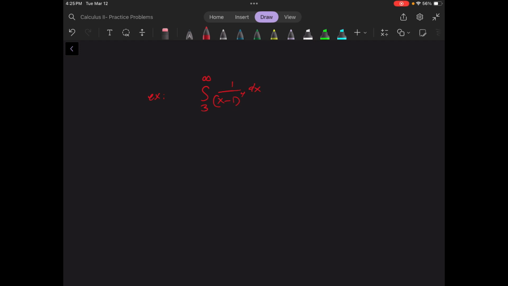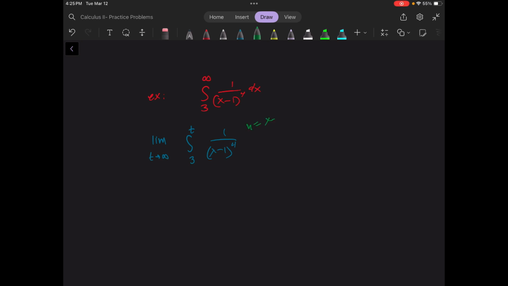Obviously, we cannot integrate this to infinity, but we can take the limit as t approaches infinity of the integral from 3 to t of 1 over (x minus 1) to the fourth power. We can do this integral and plug in t, and then we can take the limit of that integral. These are two skills that we do have. So let's do the integral with a u-sub.